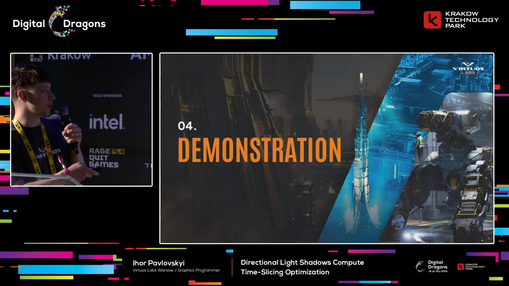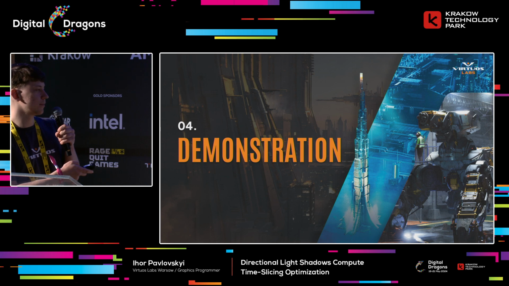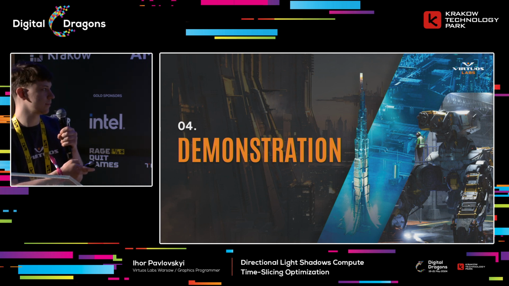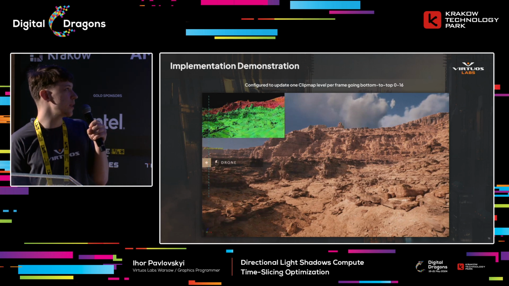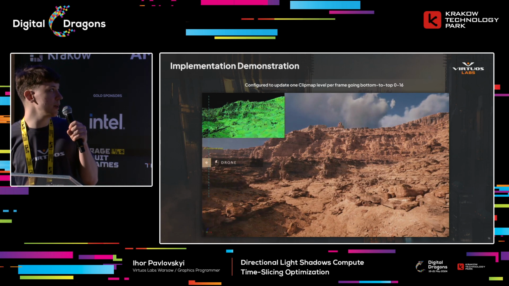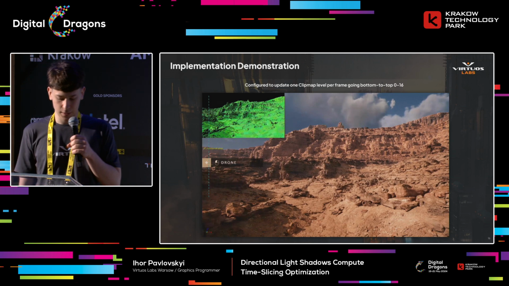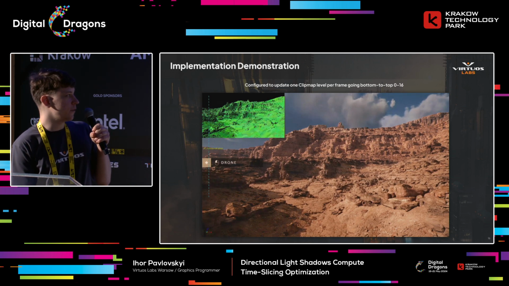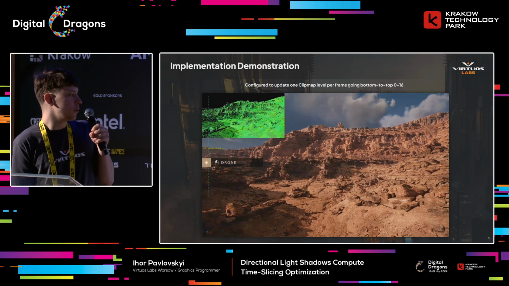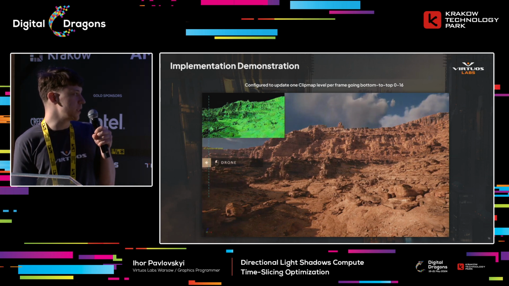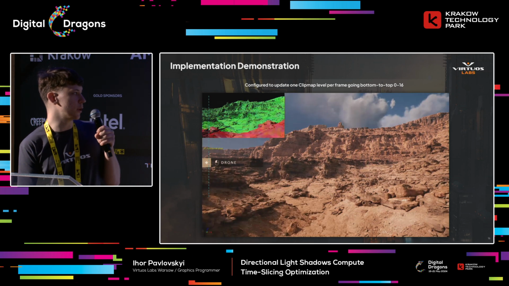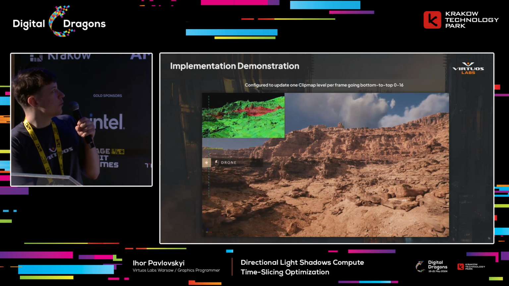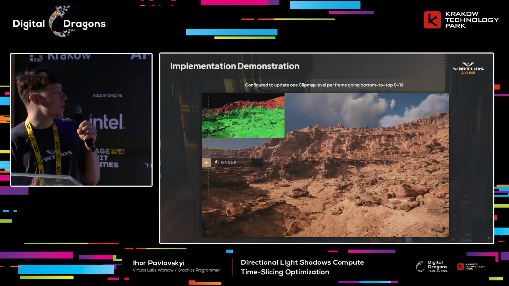And now moving to demonstrations. So, in this video, you can see the algorithm in action, configured to update one clip level per frame. Despite the sun moving pretty fast, as you see, visual artifacts are almost not visible, and they will be seen even less if the sun moves a little slower. On the top left corner, you can see how invalidations are processed by the algorithm, clip level by clip level.